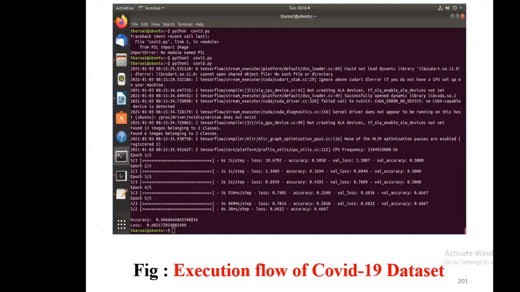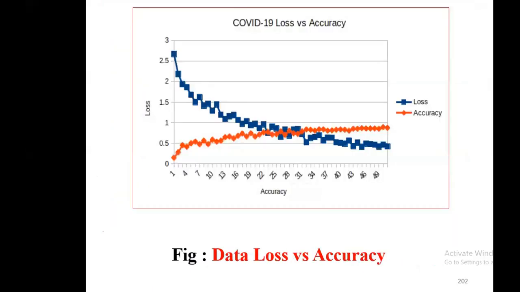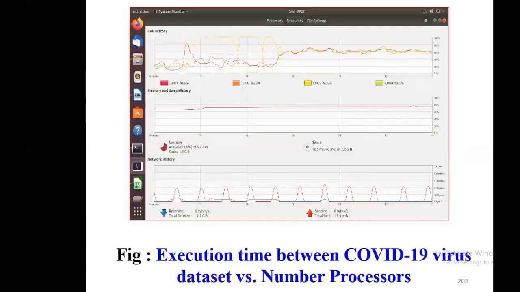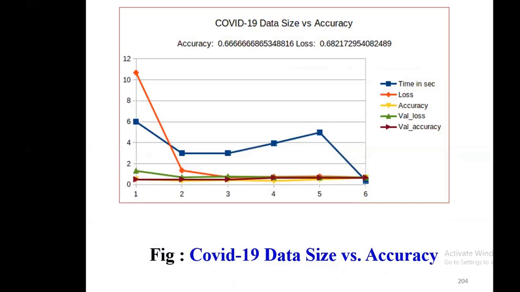Then this is the execution flow. This is the data loss versus accuracy, and the execution time between COVID-19 virus data set versus number of processors. I have used 4 processors. See my system, it got stuck one time. This is the execution flow while running my deep learning application. My system got dead slow while executing. Then COVID-19 data size versus accuracy.